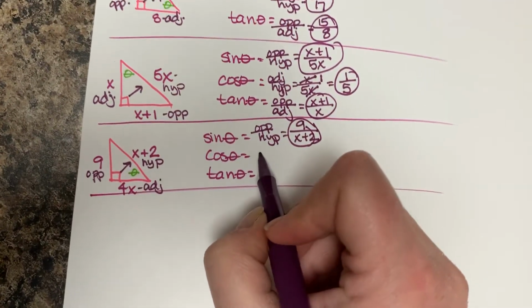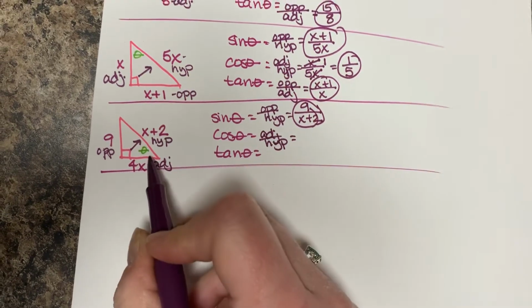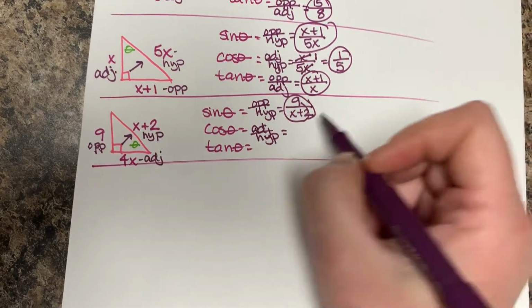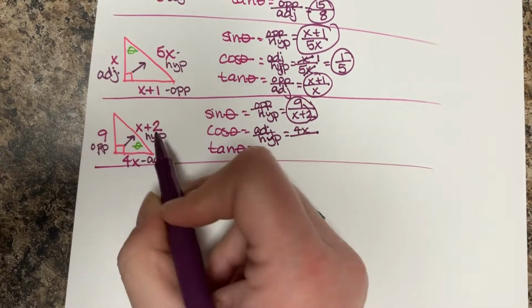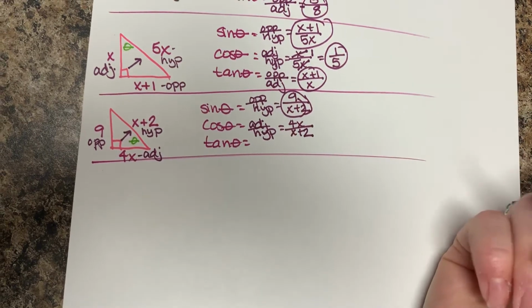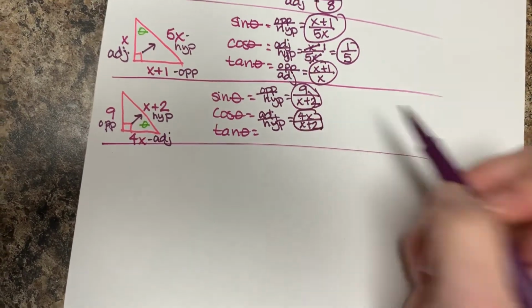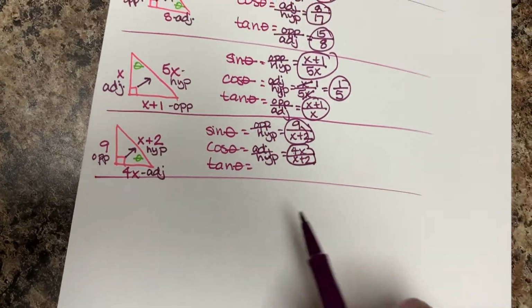And then cosine of theta is adjacent over hypotenuse. So theta is here. Our adjacent side is 4x over our hypotenuse, which is x plus 2. Again, there are no common factors that we can take out of all three terms, so that is going to be as simplified as we can get for the cosine.